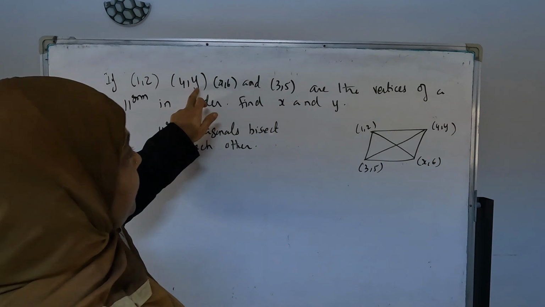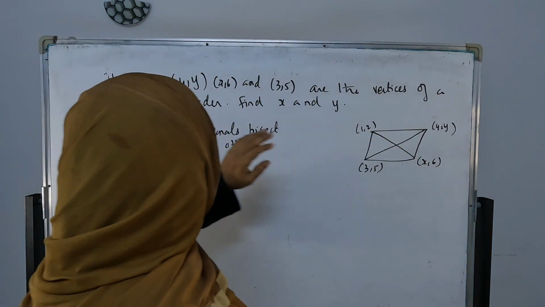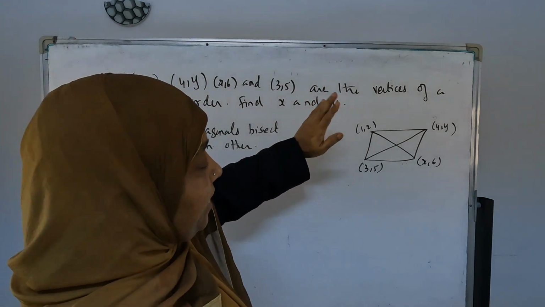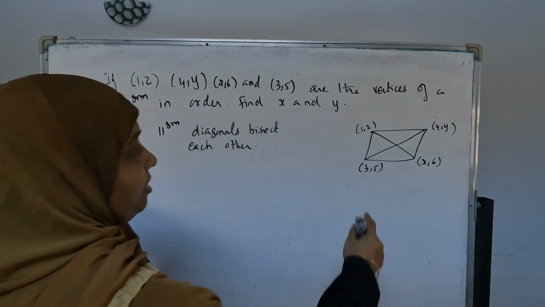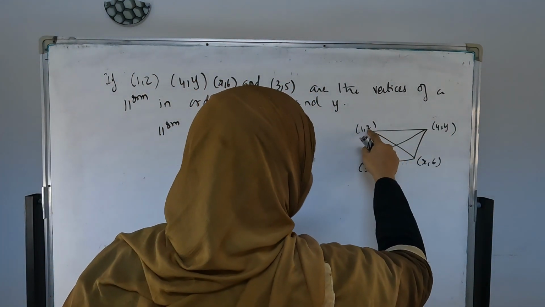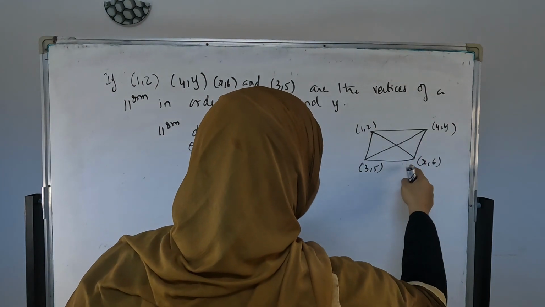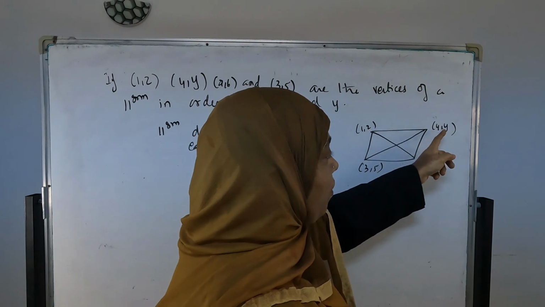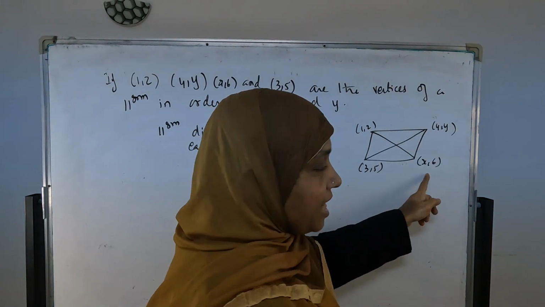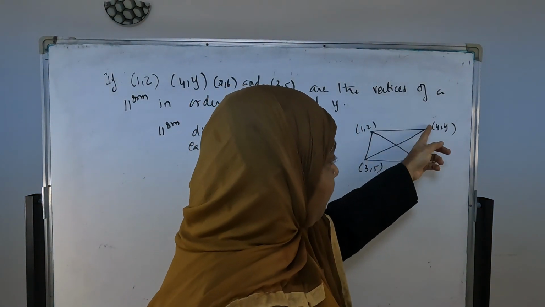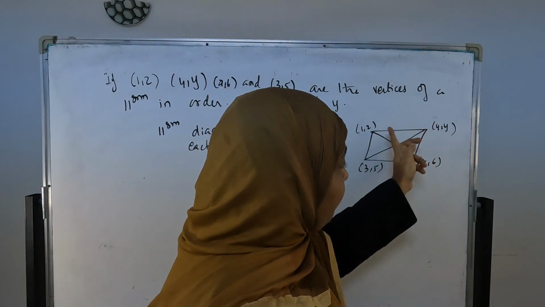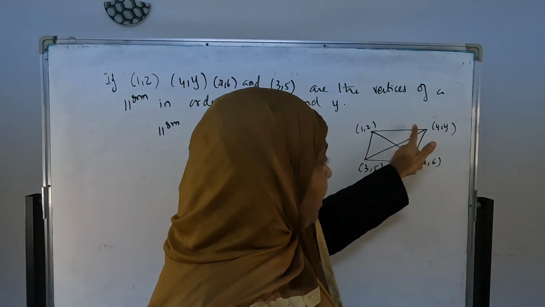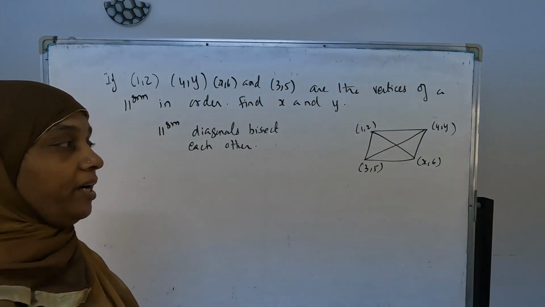If 1 comma 2, 4 comma y, x comma 6, 3 comma 5, these 4 points are the vertices of a parallelogram taken in order, find x and y. Taken in order means what? That means you have to write continuously 1 comma 2, 4 comma y, x comma 6, 3 comma 5, not in any other order, in the order A, B, C, D. If you take clockwise, it means clockwise only. Anti-clockwise means anti-clockwise only. You have to substitute the values and go.